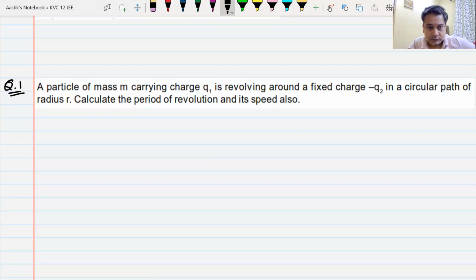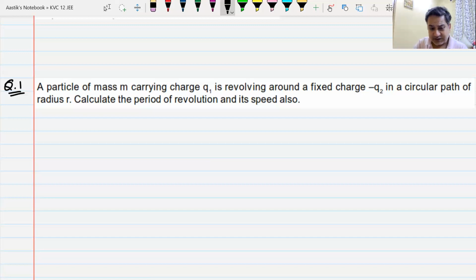T equals root over 2 pi r square m by k q1 q2. V is equal to root over k q1 q2 divided by m r. And time period? Got the time period also? Everyone got the answer? T equals root over 2 pi r square m by k q1 q2, sir. Okay, I think that looks good.